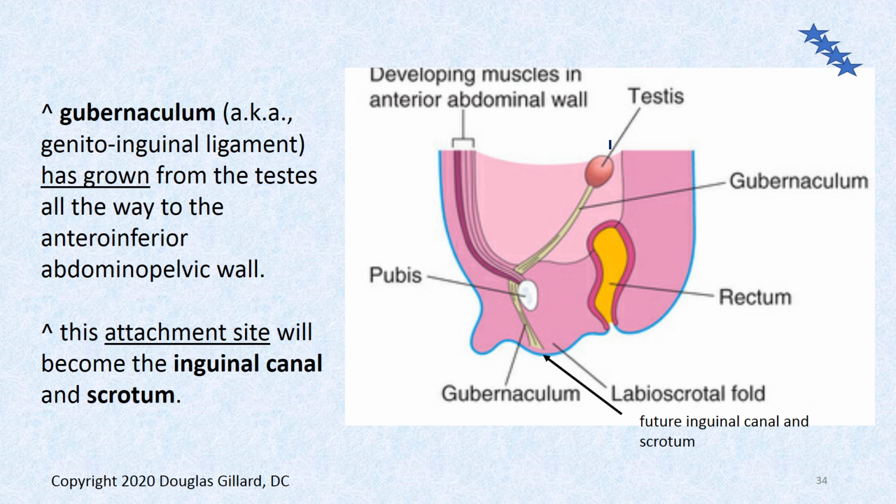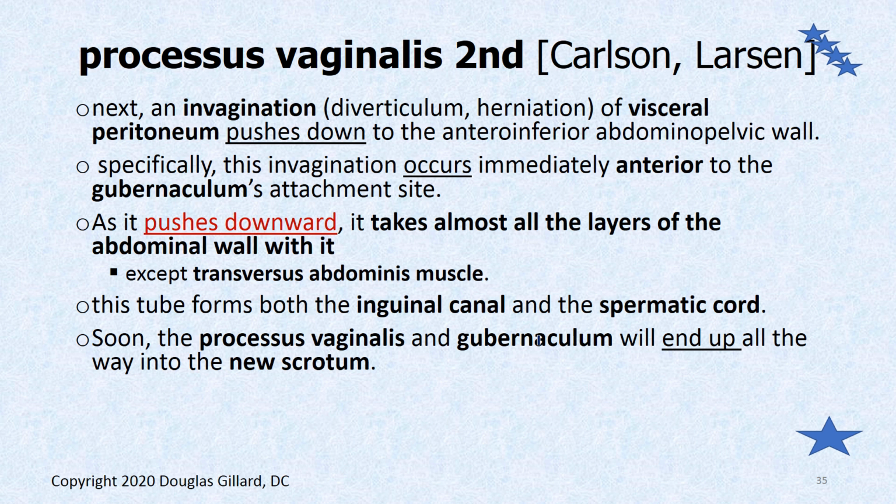Now you're wondering, so what good is that going to do? How are we going to get the testes all the way down here? Well, part of the reason is this gubernaculum is going to start shrinking and reeling the testes in over the symphysis pubis, or the pubic bone, and down into the scrotal region. And that's pretty cool.